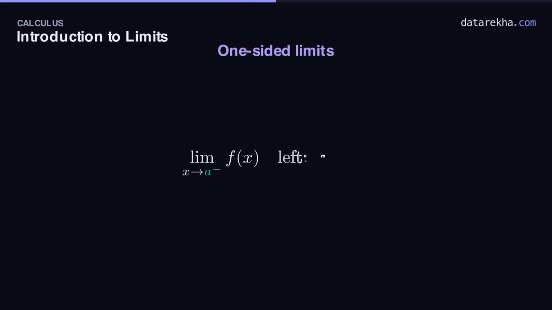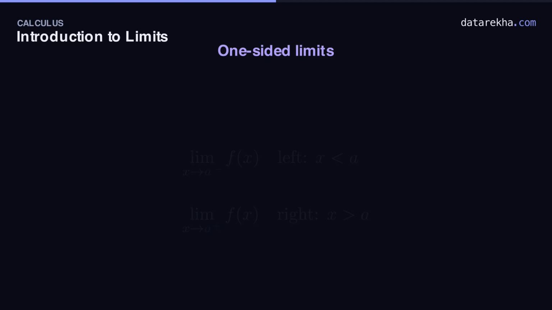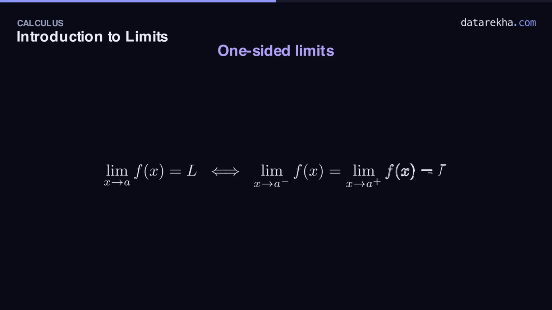So far, both sides always agreed. But they don't have to. To handle each direction on its own, we use one-sided limits. The little minus means approaching from the left, using inputs below A. The little plus means from the right, using inputs above A. And the rule that ties them together is beautifully strict. The two-sided limit exists only when both one-sided limits exist and are equal to the same L. If the two sides disagree, the ordinary limit simply does not exist.